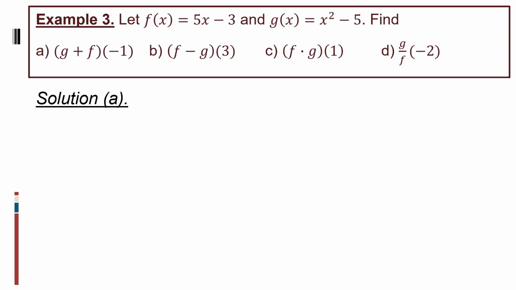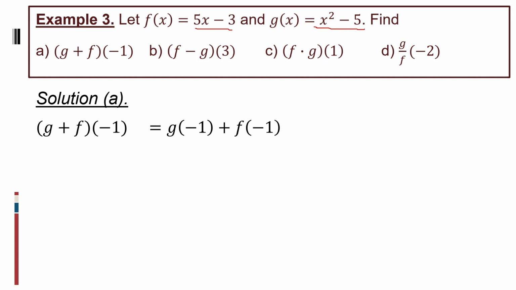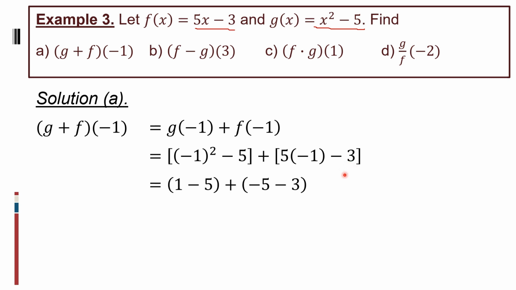So for our solution in A, g plus f of negative 1 is equal to g of negative 1 plus f of negative 1. So we can evaluate g, ito, at negative 1, and then plus, i-evaluate din natin yung f at negative 1. That is, so negative 1 squared minus 5, tapos 5 times negative 1 minus 3. If we simplify, that is 1 minus 5 plus negative 5 minus 3, or that is negative 4 plus negative 8. So that is negative 4 minus 8, or negative 12.